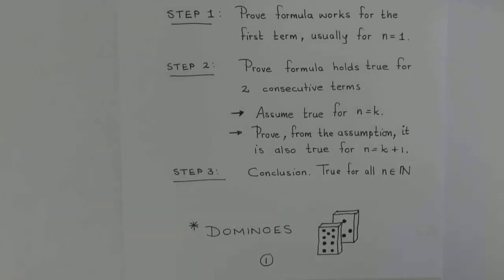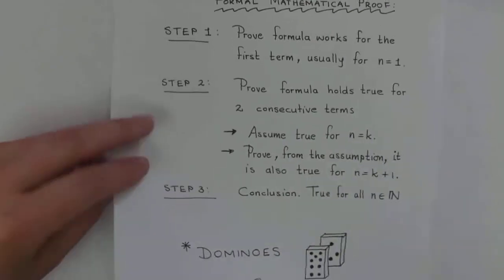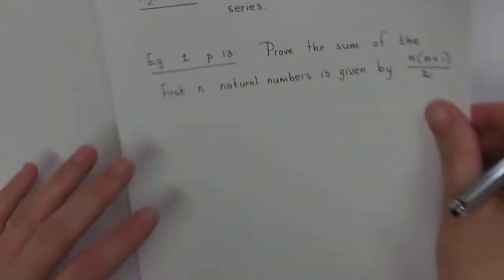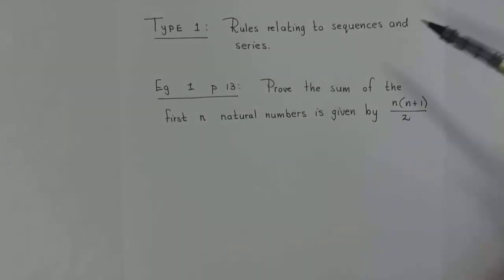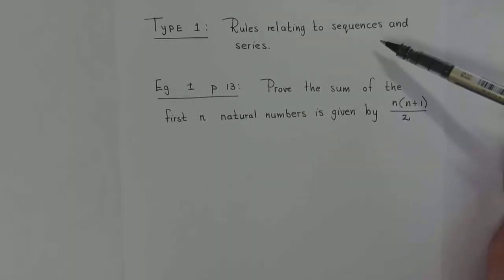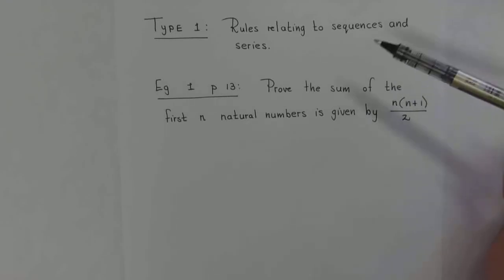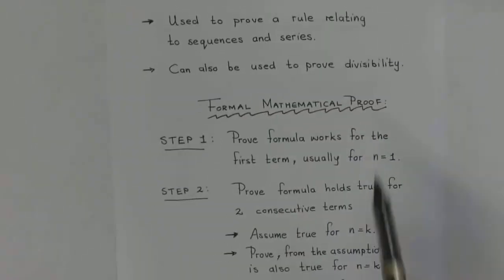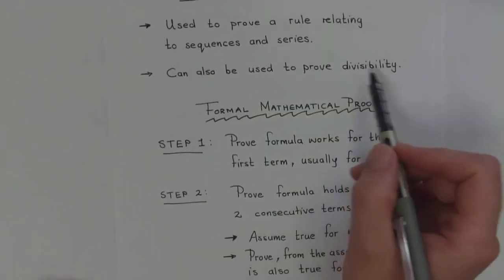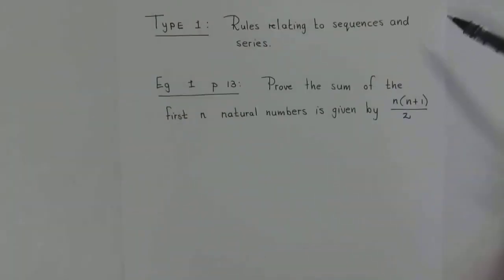Right, so let's jump straight into the examples. The first example is in your textbook, and this one is one of the type 1 examples. And type 1 is going to be rules relating to sequences and series. So as I said before, we're going to get the ones relating to sequences and series, and up top I also said we're going to get the ones relating to divisibility. So I consider type 1 to be the ones relating to sequences and series.